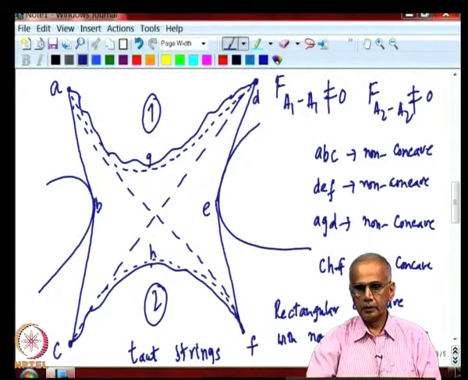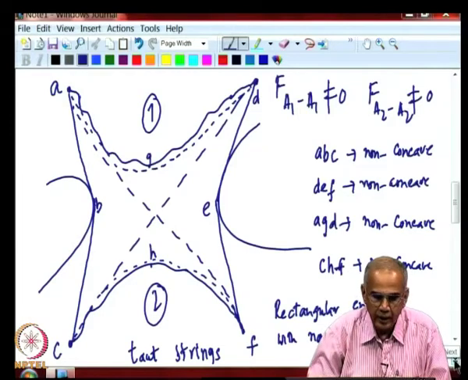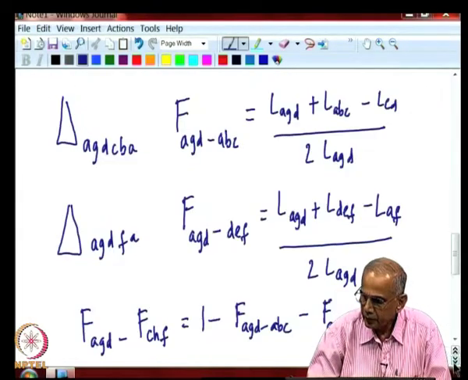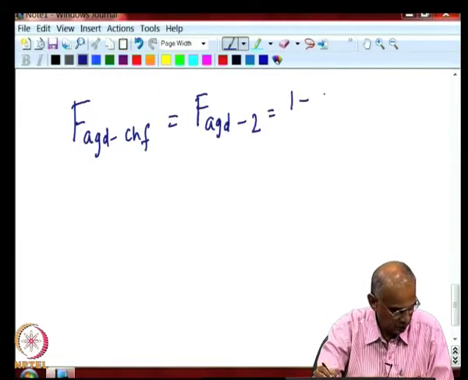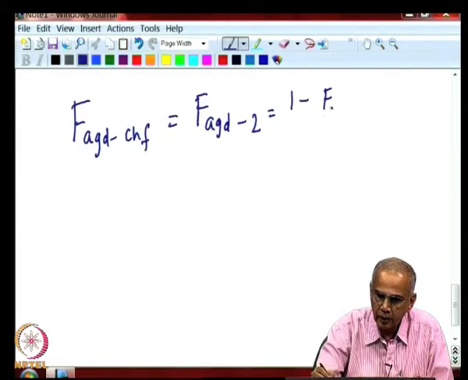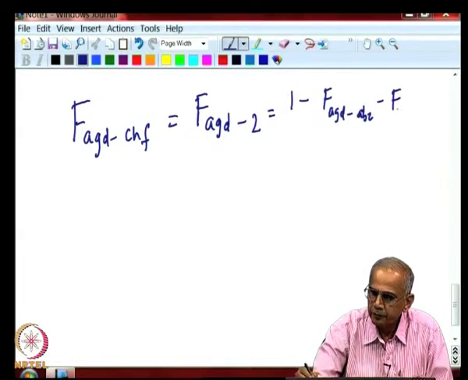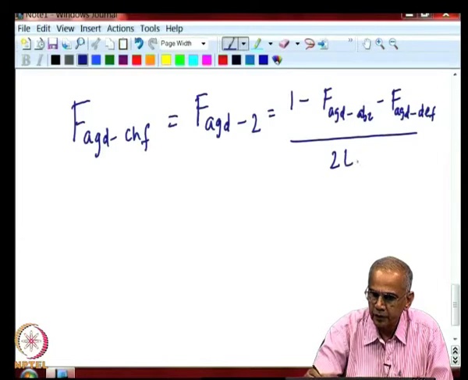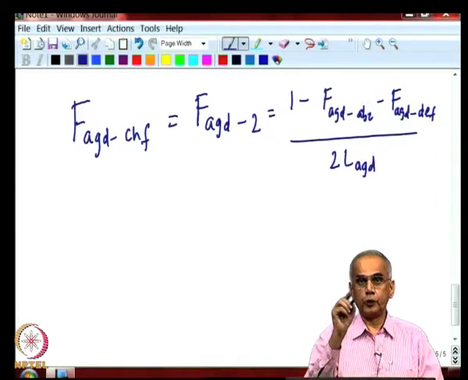So the final step here to calculate F AGD to CHF is equal to 1 minus, we got F AGD to ABC minus F AGD to DEF by twice the length of AGD. Okay. The story is still not over, we want F12.